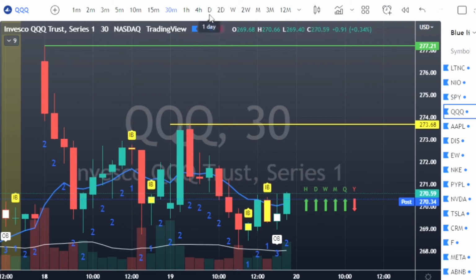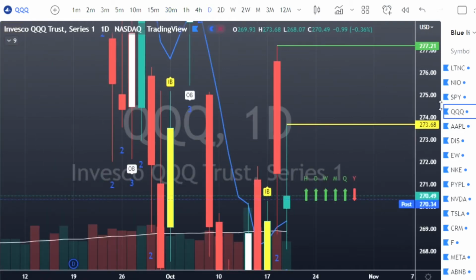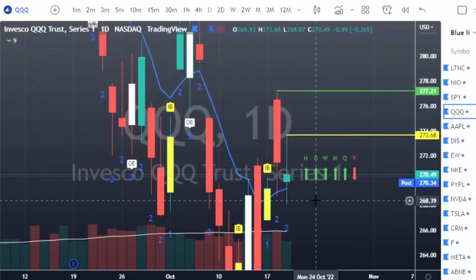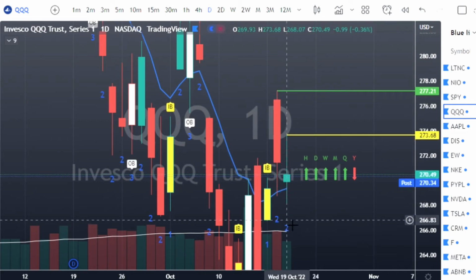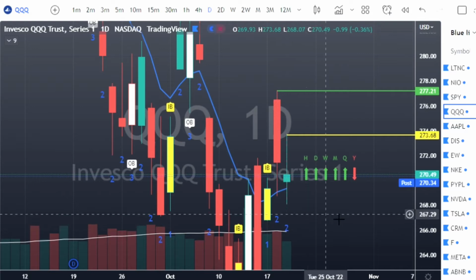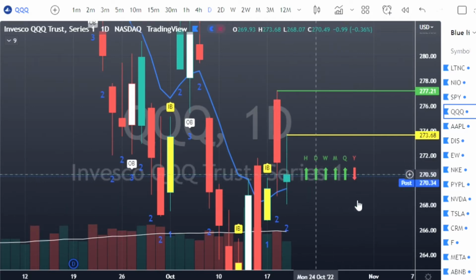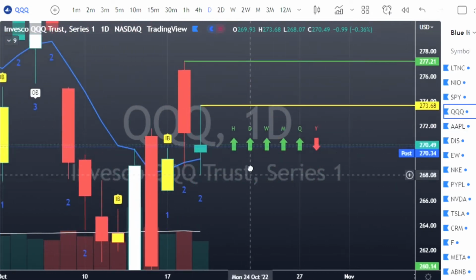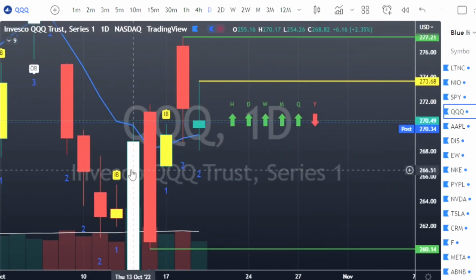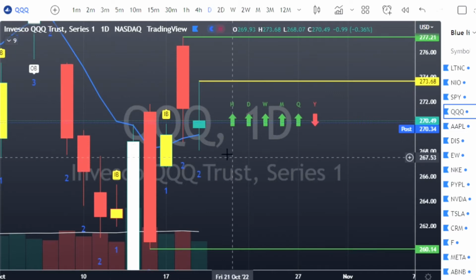QQQ, let's go to the day. QQQ had a 2 down that finished green, so that means we broke a 2 bar. You see these numbers here. That's part of the Griswold Strat indicator, as is this time frame continuity. We're going to talk about both of those, as well as this inside bar and this outside bar, the 1 and 3 bar painted a certain color.